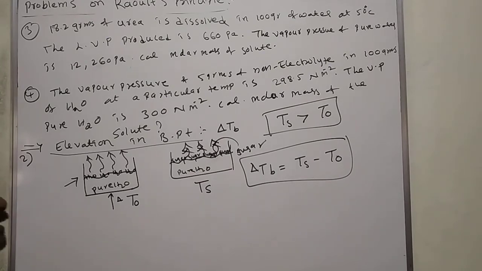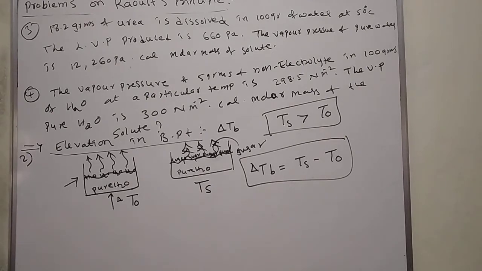What is the definition of elevation in boiling point? The boiling point of pure solvent increases by the addition of non-volatile solute, called elevation in boiling point. If you add any non-volatile solute to a pure solvent, the boiling point of that particular solution increases. That is only called elevation in boiling point.